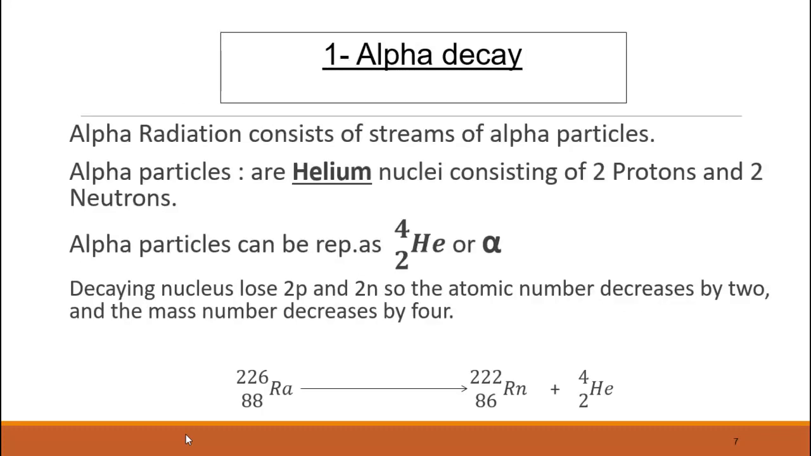First type, alpha decay. Alpha radiation consists of streams of alpha particles, and alpha particles are helium nuclei consisting of 2 protons and 2 neutrons. We can represent the alpha particle by writing the symbol of helium, He, with mass number 4 and atomic number 2, or by writing the symbol of alpha. The decaying nucleus here loses 2 protons and 2 neutrons, so the atomic number decreases by 2 and the mass number decreases by 4.